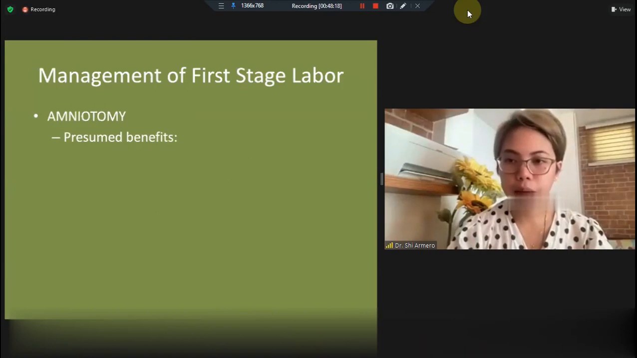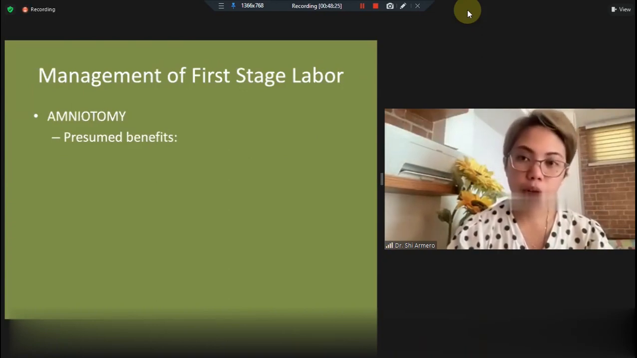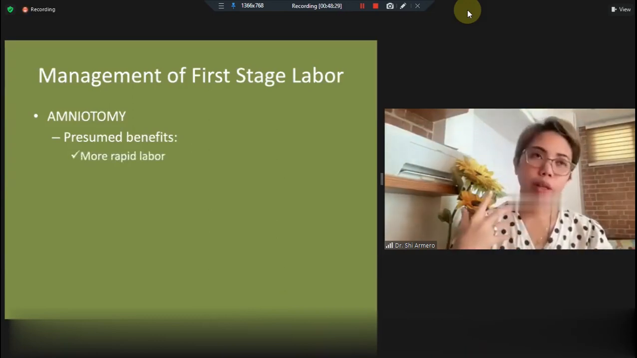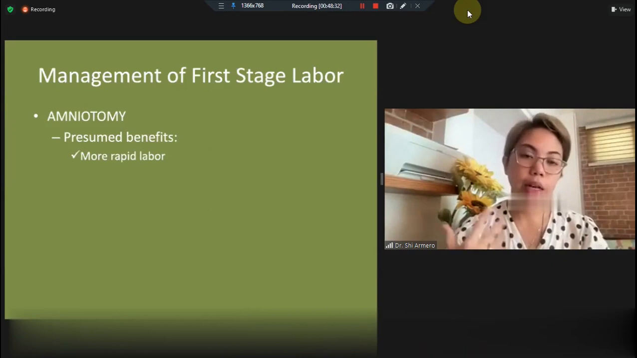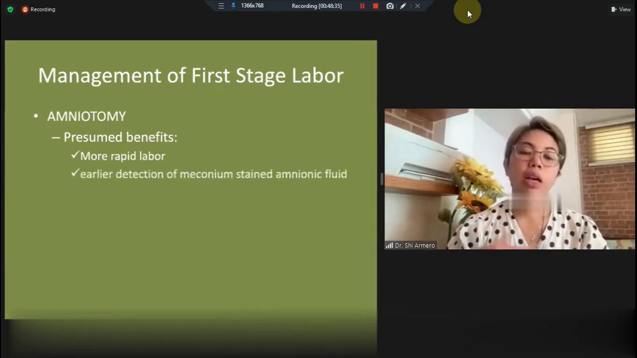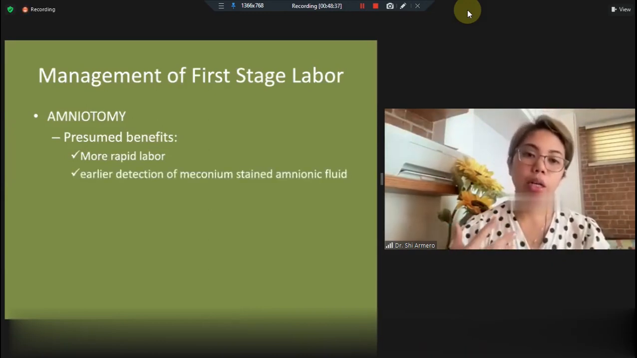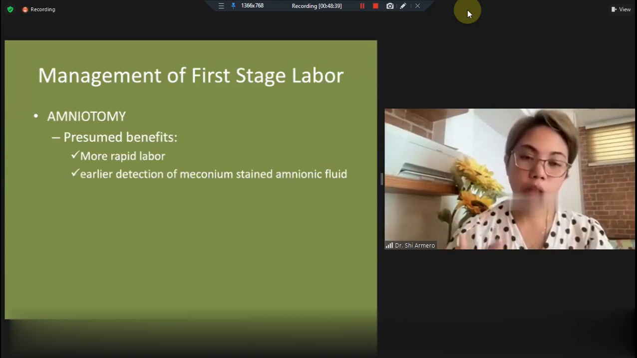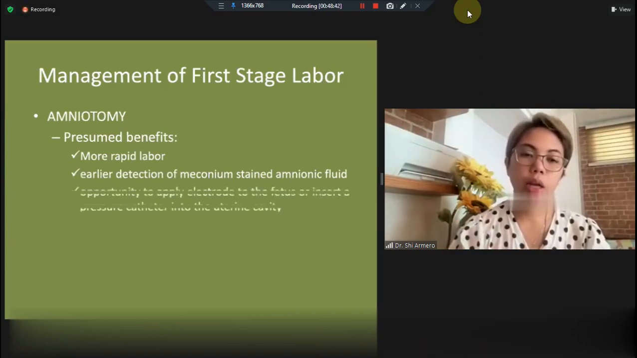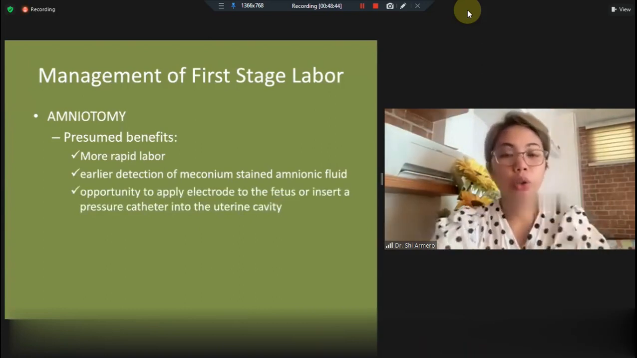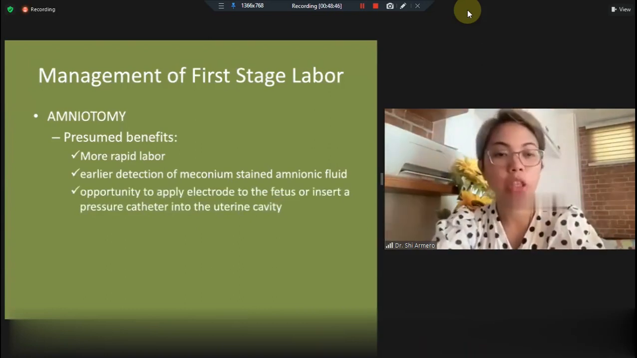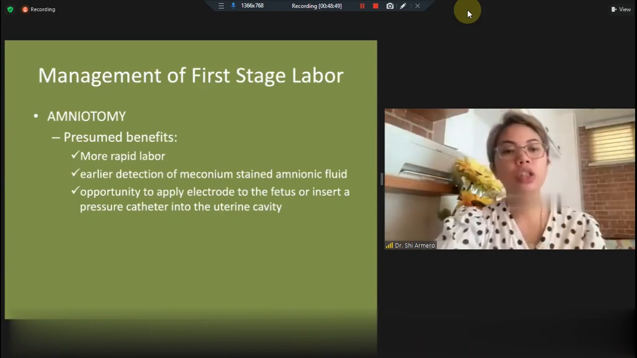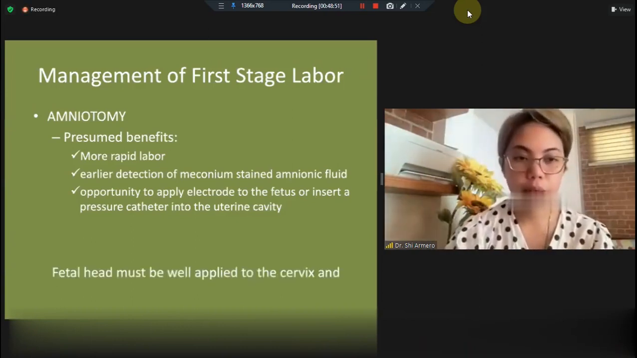So may cases naman that amniotomy is done kasi there's no spontaneous rupture. Then amniotomy is done. What's the benefit of amniotomy? Amniotomy expedites labor and delivery, so more rapid labor. We can also detect early if the amniotic fluid is stained by meconium, okay? Or although we don't do it, in the book, it says it's an opportunity for us to apply electrode and insert pressure catheter into the uterine cavity.